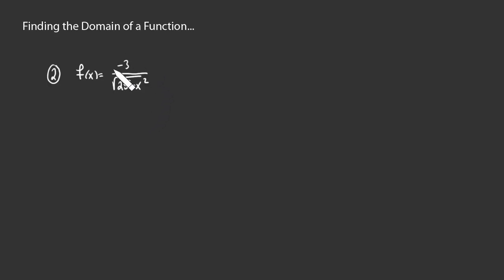I want to make sure that this is defined everywhere. Of course, if I have divided by 0, I'm not going to have a defined expression. So one thing I need to worry about is if 25 minus x squared is equal to 0. That's a problem for me. Of course, this is fairly easy to solve. We would just square both sides.